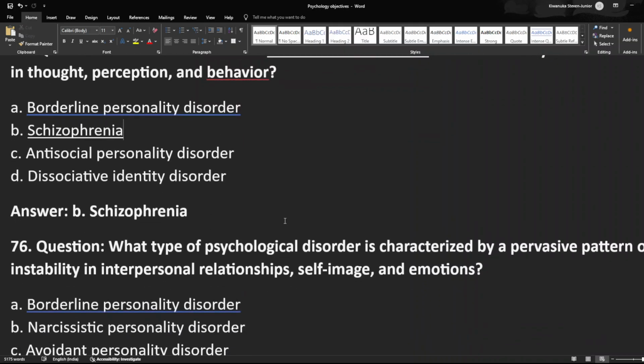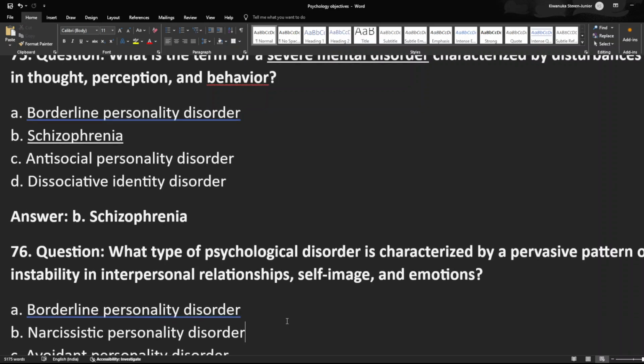Schizophrenia. So this is the one I was saying. I was confusing it with the one for interpersonal relations, self-image and emotions. These are people who set boundaries for themselves. Interpersonal relationships means this: if the person is not like this, like this, like this.